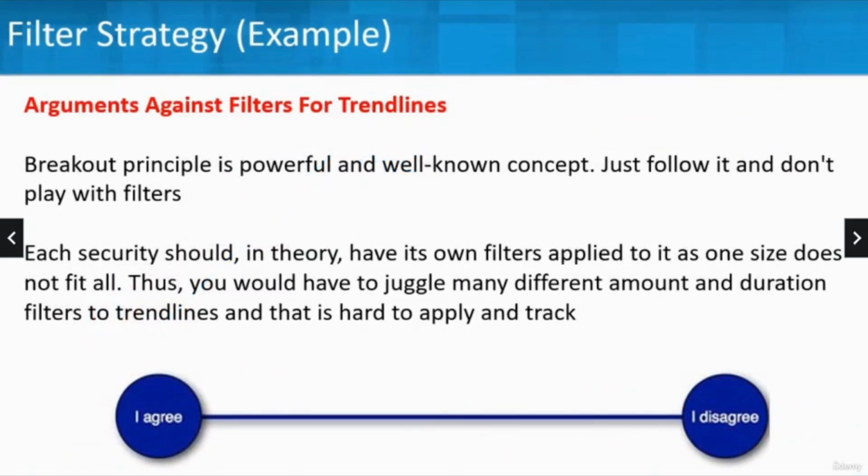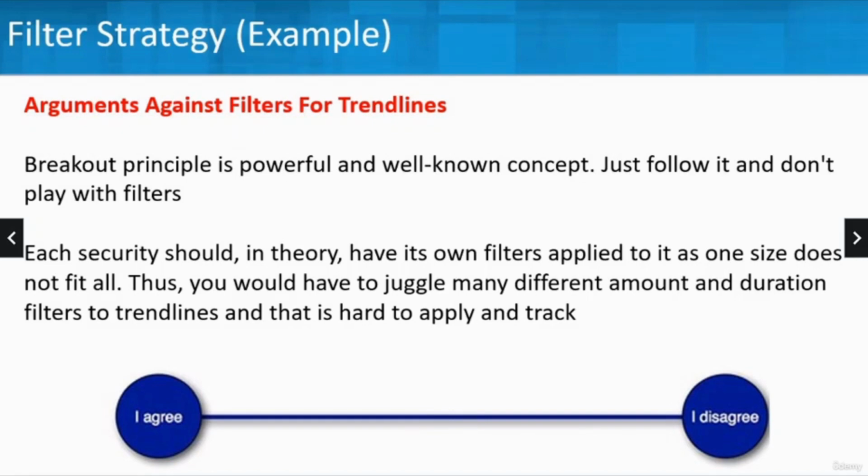So if you're using a filter strategy, there are definitely some arguments against using filters for trend lines. There are good arguments for using filters for maybe other indicators, but for trend lines, there are some good arguments against them, and you should be aware of those. One of them is that the breakout principle is a very powerful and well-known concept. If you just follow it and you don't play with filters, you're going to be fine. And that's very true. In fact, I would say the number one argument is to stick with that powerful, well-known concept, and it's simpler that way, and you can execute that way, and you can have success that way.